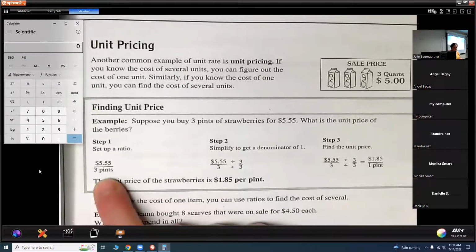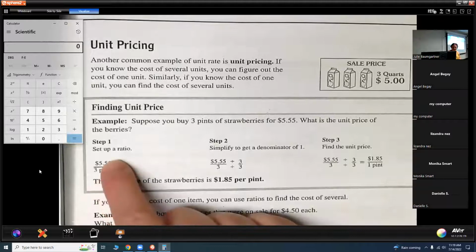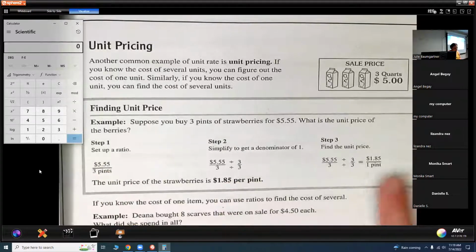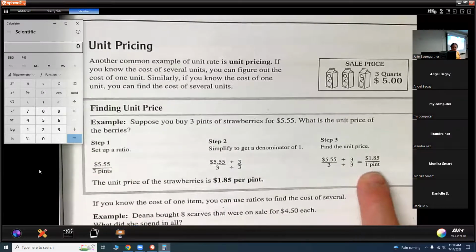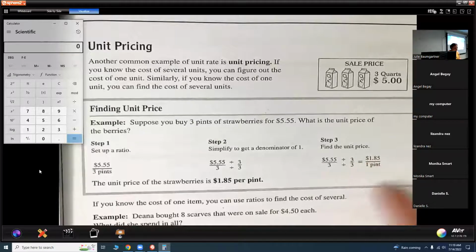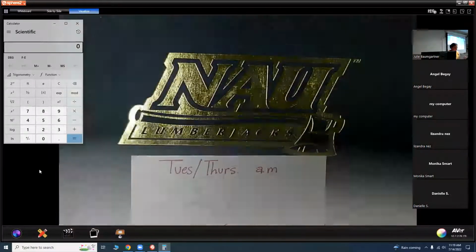So once again, we're just doing that same process: set it up as a ratio. What 2 numbers are you comparing, in what order? Reduce it down. And the unit price, our rate, needs to have that 1 as the bottom. So the strawberries are $1.85 a pint. Okay.